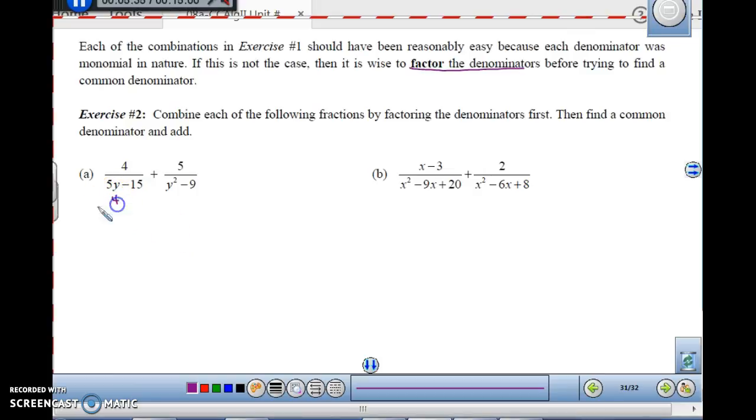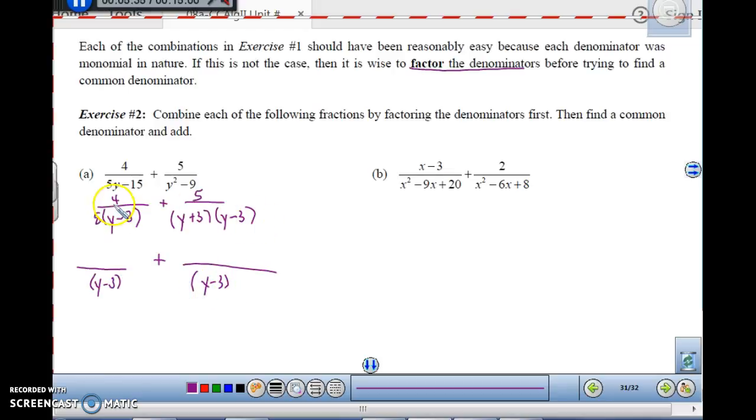This is going to be 4 over, how does this factor? 5 times y minus 3. Okay, GCF's out of 5. All right, and how does y squared minus 9 factor? Y plus 3, y minus 3. Okay, now my common denominator has to include anything that's in both denominators. So, what is in both denominators? Well, let's see. We know there's going to be a y minus 3 in both denominators. All right, because there's one here and there's one here.